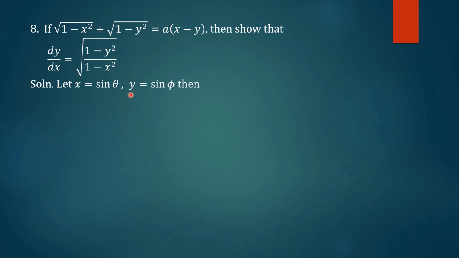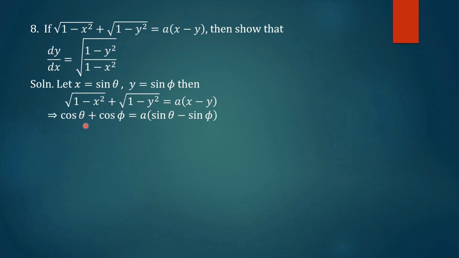Okay, so if you replace these two values here, putting x is equal to sin theta, root over 1 minus sin square theta is equal to cos theta. So we write cos theta, then plus root over 1 minus sin square phi is equal to cos phi. A remains same, x is sin theta written here, y is sin phi written here. Now you see it is of the form cos C plus cos D, and this is sin C minus sin D, like that. So we apply that formula.